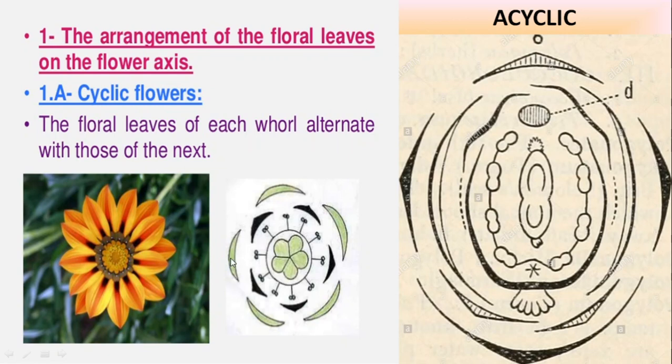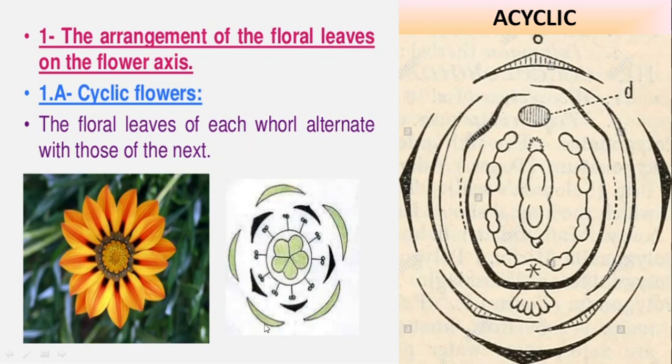So here in this case, in the first case, you can see it is a cyclic flower. Why is it called cyclic? Because here the outermost whorl is constituted by the sepals. So here you can observe that below the sepal, or inner to the sepal, the petals are present, but the sepals and petals are present alternately. The petals are not present exactly just below the sepals.